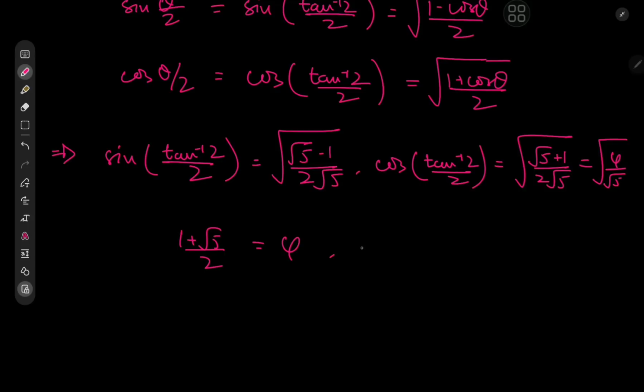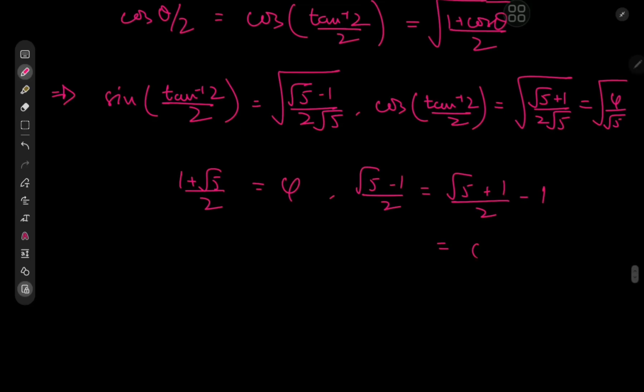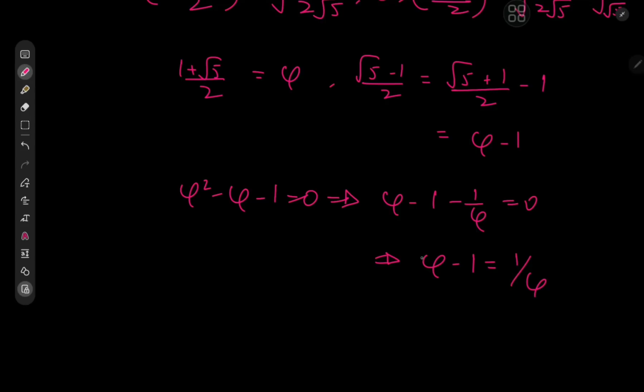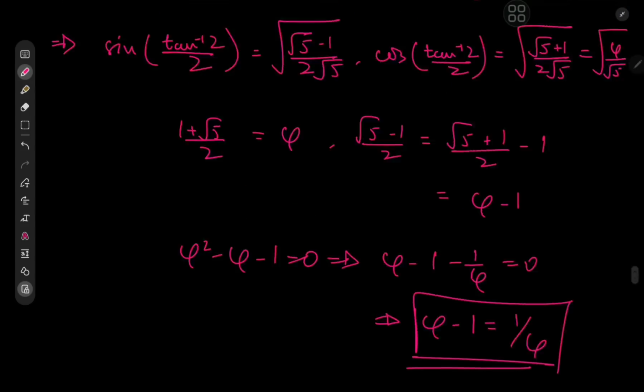And what about root 5 minus 1 divided by 2? This thing is root 5 plus 1 divided by 2 minus 1, correct? So that would just be phi minus 1. And what exactly is phi minus 1? We know that phi squared minus phi minus 1 equals 0, implying that dividing by phi, we have phi minus 1 minus 1 by phi equal to 0. And this further implies that phi minus 1 equals 1 by phi, which is again quite nice.